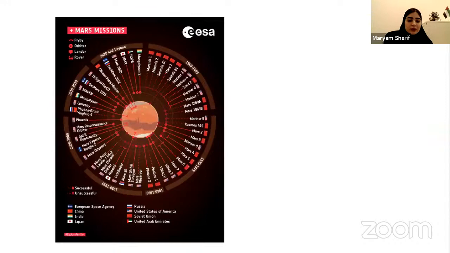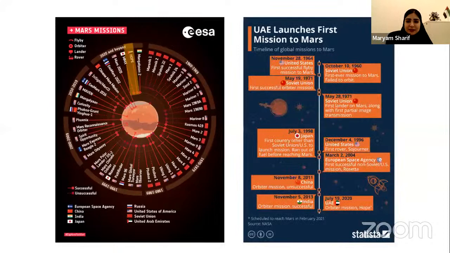Here we can see the Hope mission in this infographic under the 2020 and beyond missions. As we have seen, the mission succeeded in reaching an orbit around Mars and returning data to us. So it's one of the missions heading to Mars from the different countries, if you would like to see more about it.